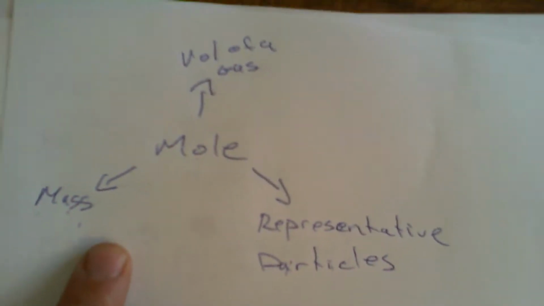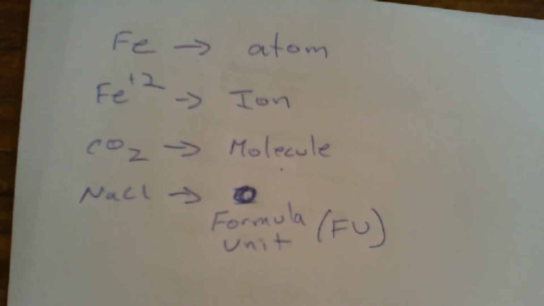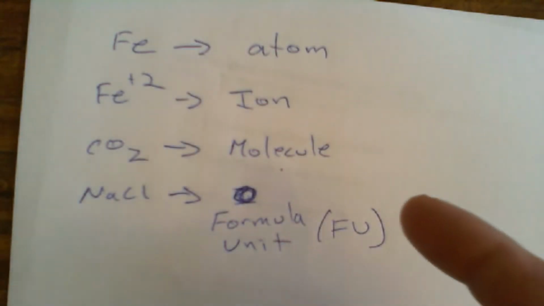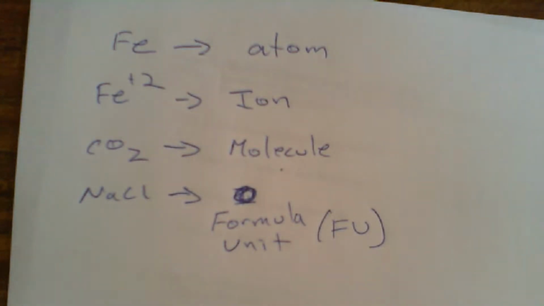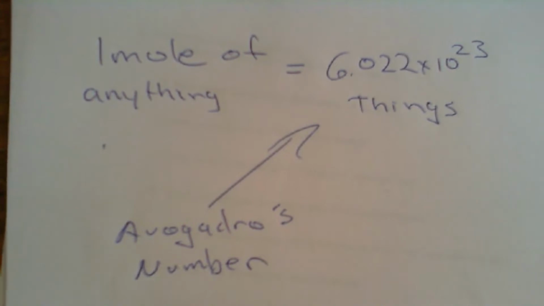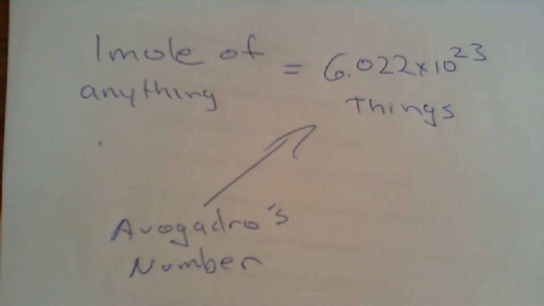So that was mass. And then we talked about representative particles, and we discussed how there are different representative particles. There could be atoms, ions, molecules, and formula units. And we described the case in which you would use all of them. And then we also described how there's a thing called Avogadro's number. So 1 mole of anything has 6.022 times 10 to the 23rd things per mole. It's like 12 things in a dozen, that kind of thing. And that's described by a guy named Avogadro.